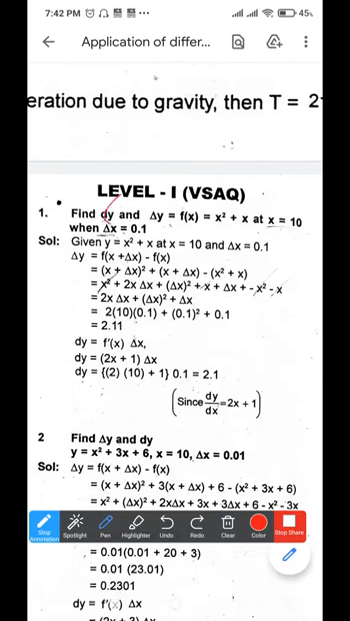But what we have to find: we found delta y, but we have to find dy. dy is equal to f dash of x into delta x. What is f dash of x? Differentiation of x square is 2x plus differentiation of x is 1. So 2x plus 1 is the differentiation of f of x. Then delta x will be delta x. What is the value of delta x? 0.1. Then simplify and we'll get the answer as 2.1.